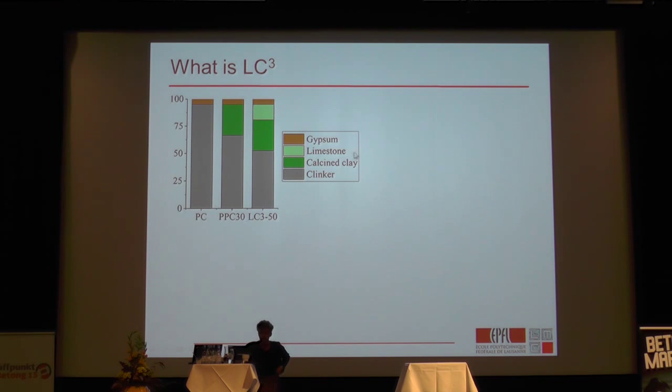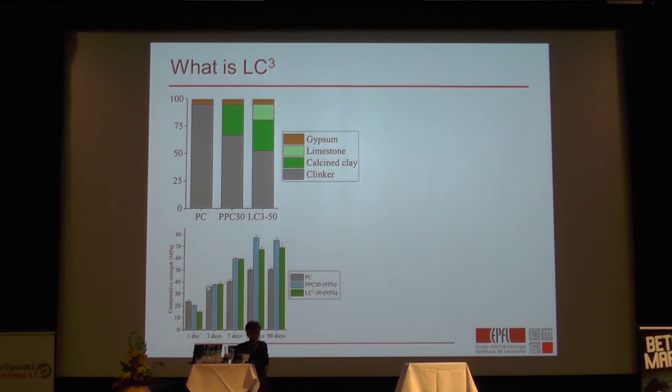LC3 stands for limestone calcined clay cement. We're just talking about facts here, what it contains. We know about the pozzolanic action of calcined clay. It's like fly ash. We can take a mixture which would have, say, 70% clinker and 30% calcined clay. But by using calcined clay and limestone together, we can go a lot further. We can go to 50% or so substitution.